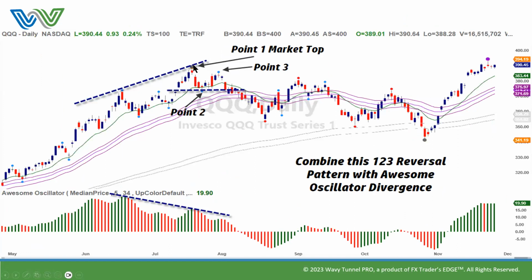So we label that market high point 1 and then point 2 and point 3. We retraced more than 50% of this move, but we didn't make a new high. And then the market started to come down. Once we took out point 2, that was the confirmation that maybe we were going to go lower.